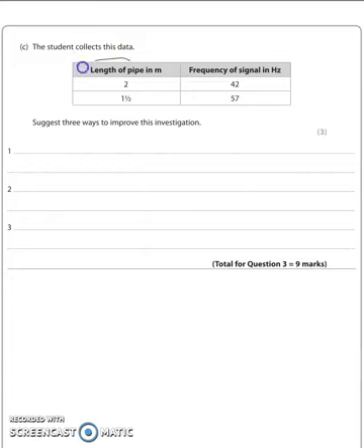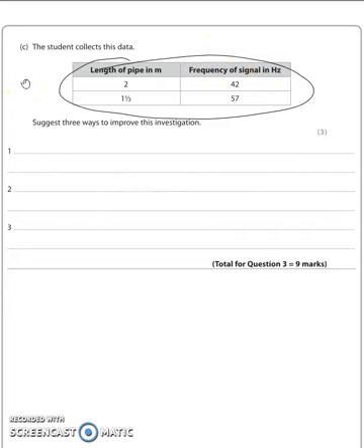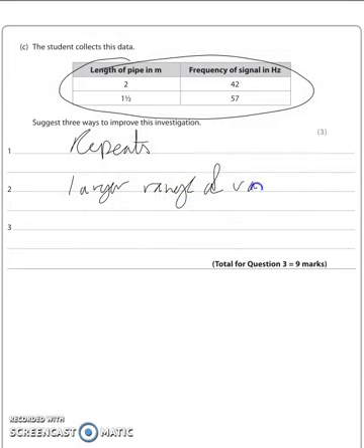The student collects this data. It's pretty terrible data, so let's suggest 3 ways to improve this investigation. So obviously, we're going to need some repeats. Then we're going to need a larger range of values. Now, those are the 2 most obvious ones.